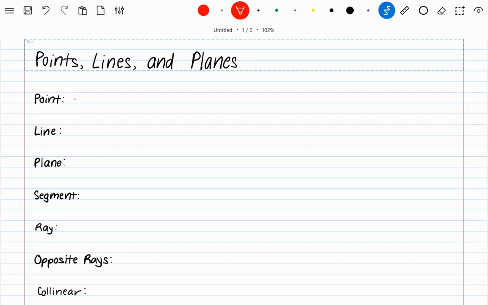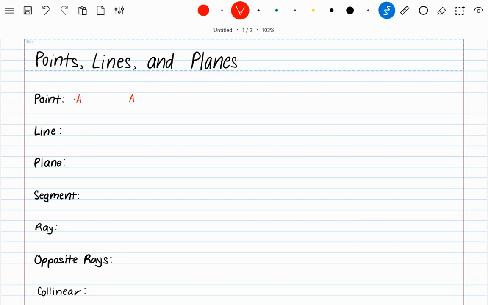A point is represented by a dot. A point is zero-dimensional. It has no size, and it indicates a location. To name a point, we use a capital letter. So for the case to the left, I can name that point as point A.